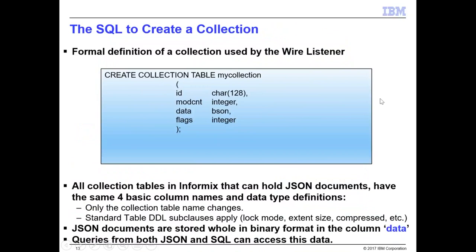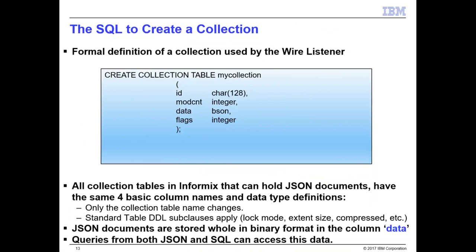The formal definition of a collection. In order for us to access both SQL and NoSQL data at one time, the NoSQL portion of it goes through something called the wire listener, which we'll discuss in a later slide. And that wire listener is looking for a table behind the scenes that says create collection table. And if it sees that, well, it's going to be very happy. It will have minimally at least two of the four columns that you see here on the screen. One of those columns will be the ID, and the other one is very likely to be the column called data. And the data will be a BSON column definition. The ID is always unique and it's 128 characters in length.